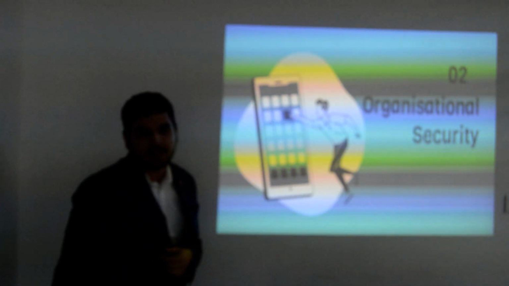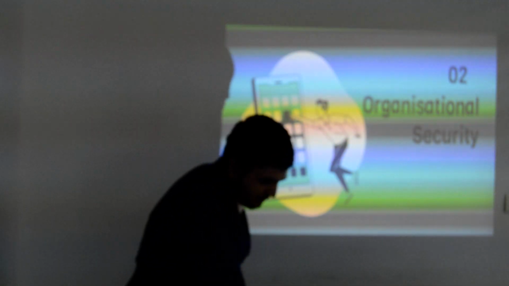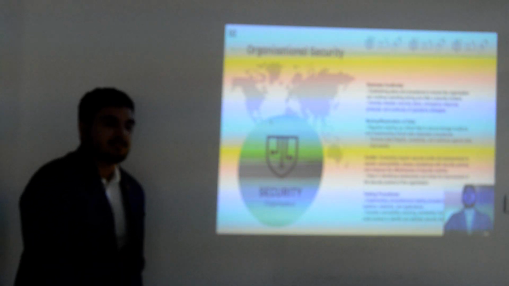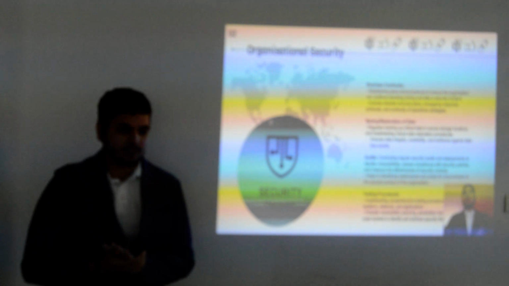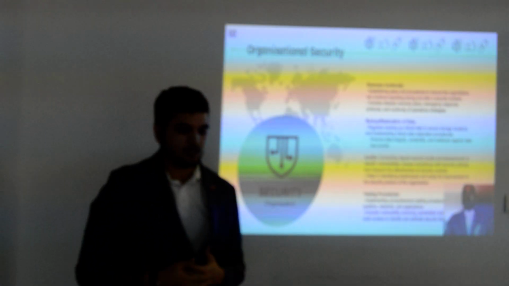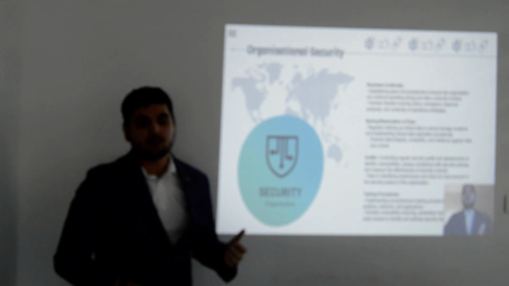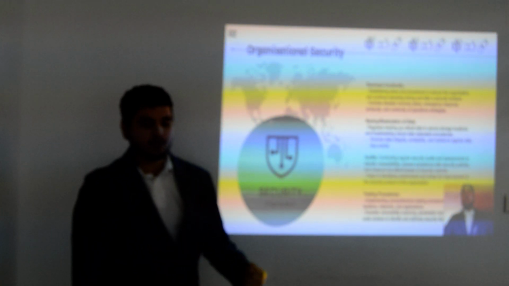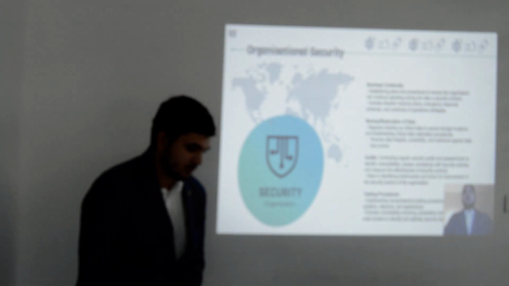So, organizational security procedures. It's a very important topic we're going to cover. Number one, we've got business continuity, establishing plans and procedures to ensure the organization can continue operating during and after a security incident. And it includes disaster recovery plans, emergency response protocols, and continuity of operations and strategies.